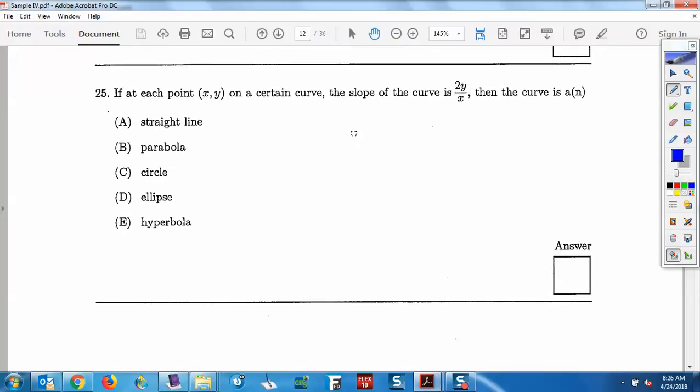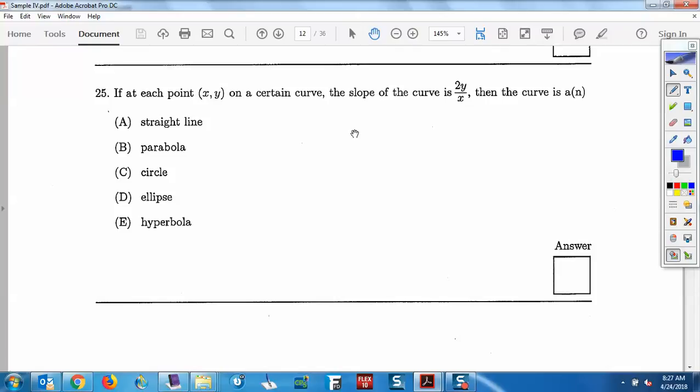How about this one right here? Let's finish with this one. If nobody else has any others, if you got some others, we'll do it. 25. Maybe you're not there yet. If at each point x, y in a certain curve, the slope of the curve is 2y over x, then the curve is. Any thoughts on how to set this up?